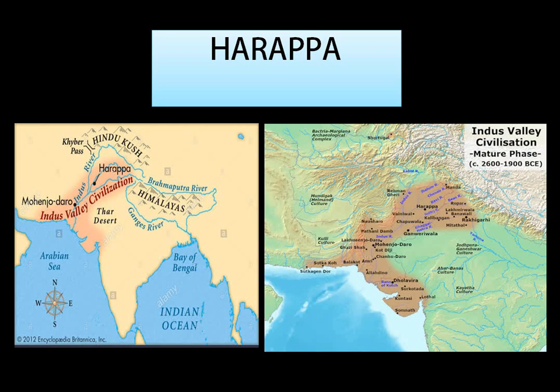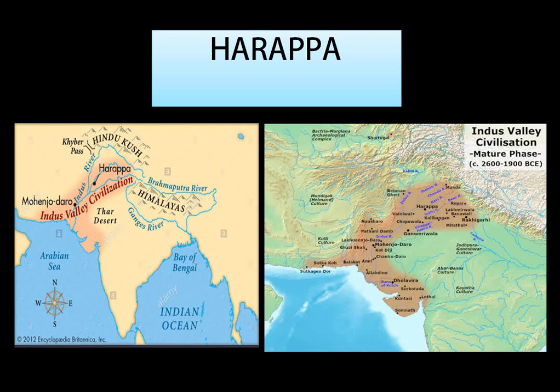Now let us know about Harappa. The earliest civilization on the Indian subcontinent is the Harappan civilization. This is the earliest civilization, the first civilization. It flourished in the Indus Valley. Indus is the English word for the name Sindhu. Sindhu is the name of the river. Here we can see the Indus River.